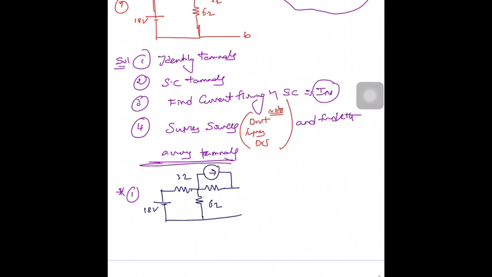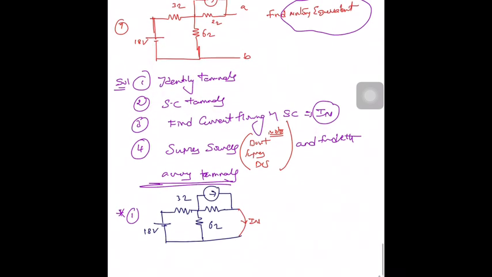Six ohms, 3 ohms, 18 volts. The terminal is short circuited, and the current flowing is IN. So it is 3 amperes, 2 volts. This is a current source in series, right? We convert the current source in parallel into a voltage source in series.